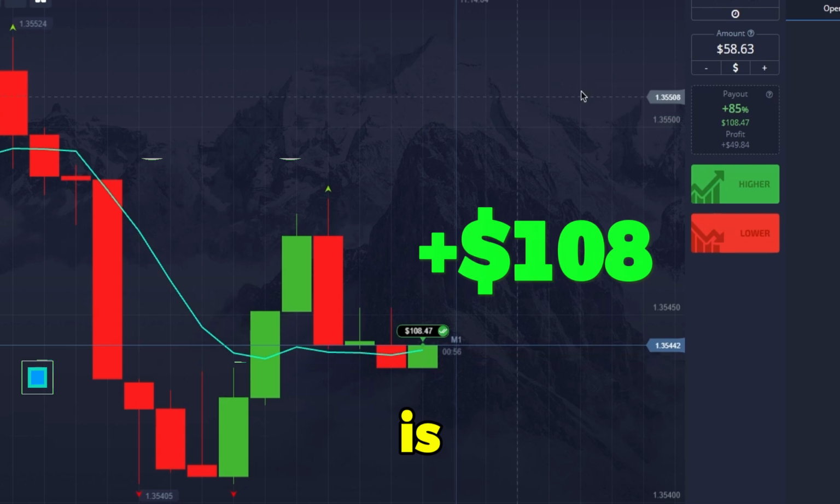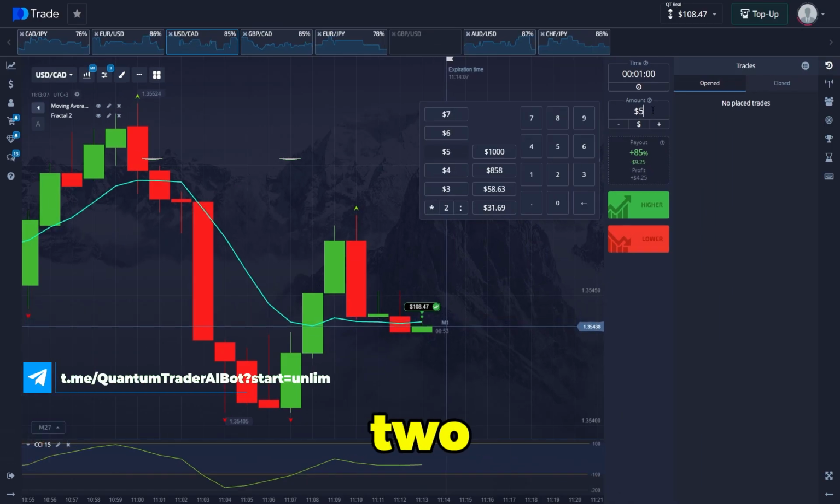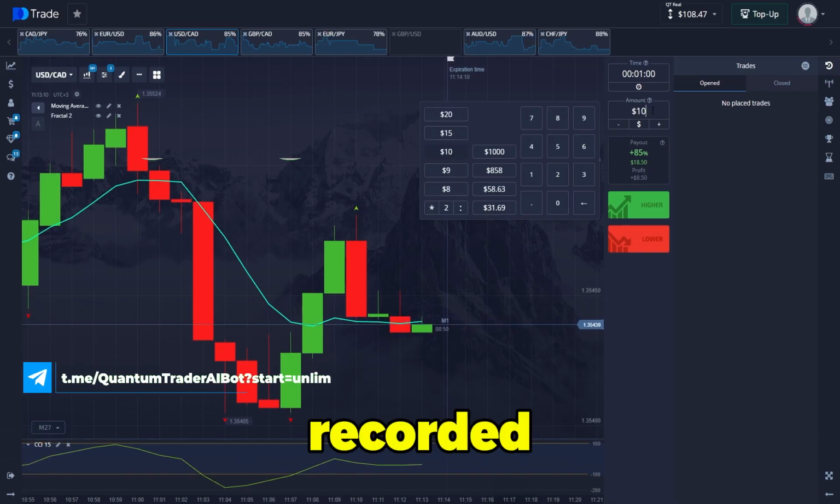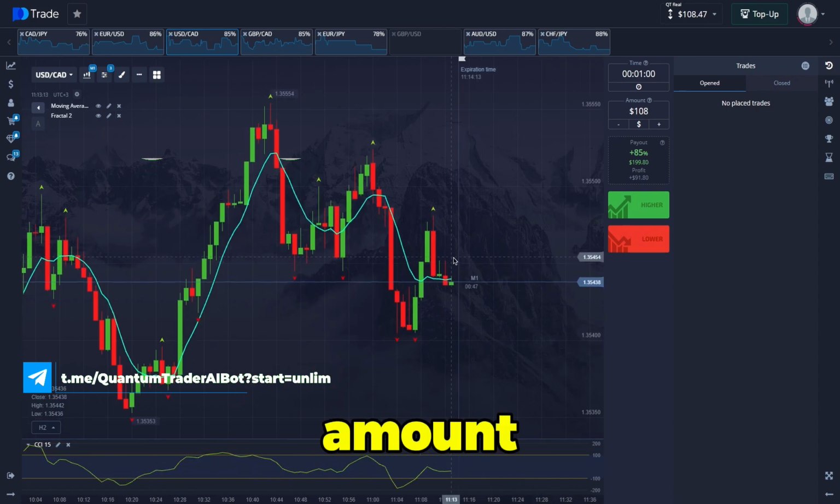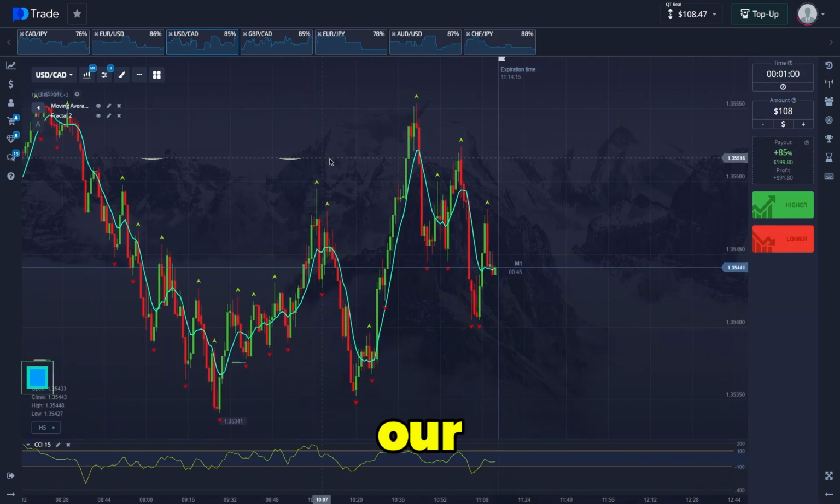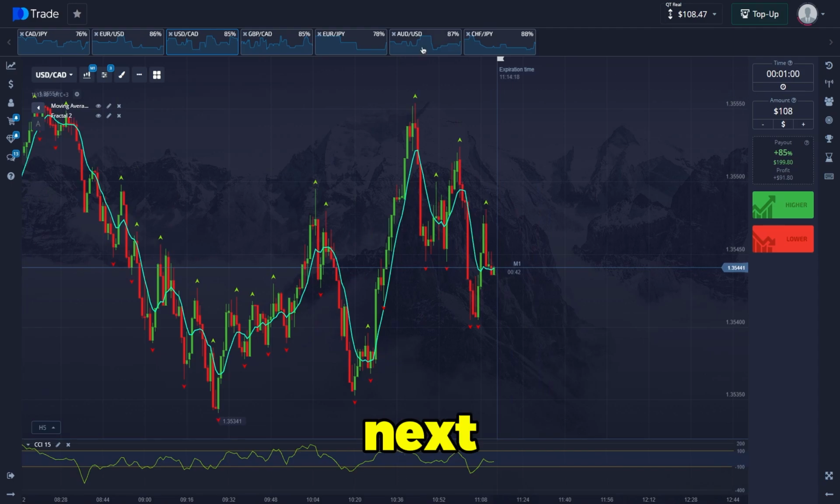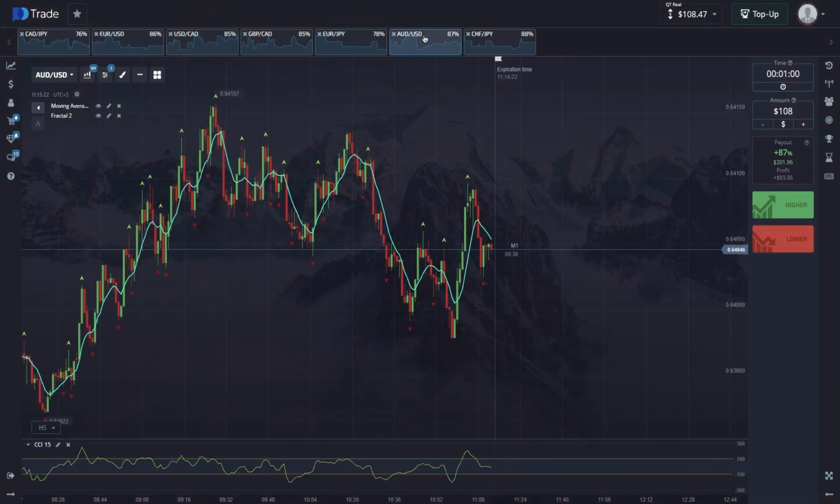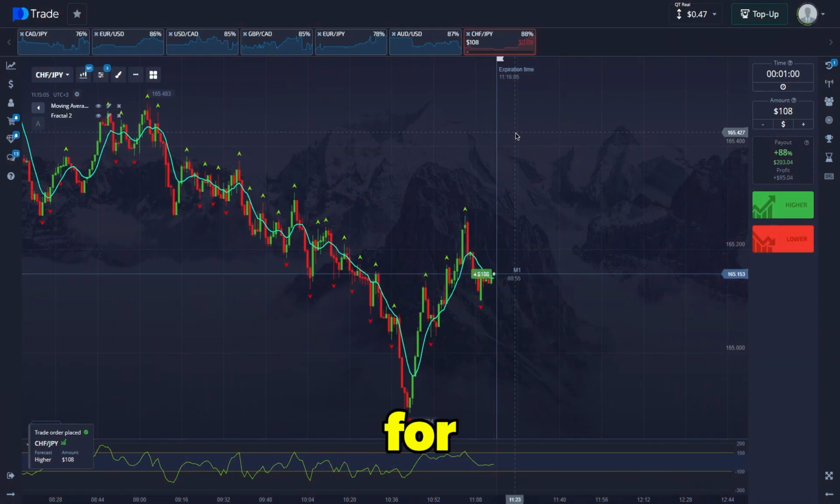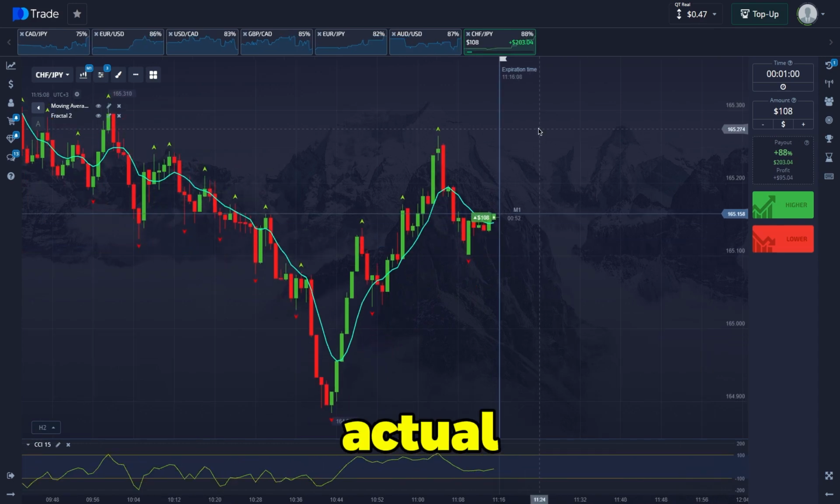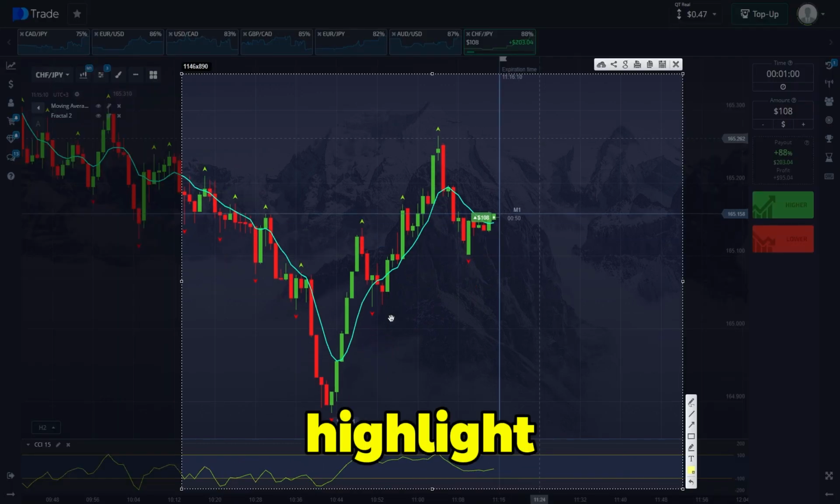And our second deal is also closing in A+. We opened two deals on the same principle and recorded a good profit. We will change the amount of the transaction values, continue our trading, and select the next currency. And here we will open for an increase in the direction of the actual trend now. We will highlight the workspace.